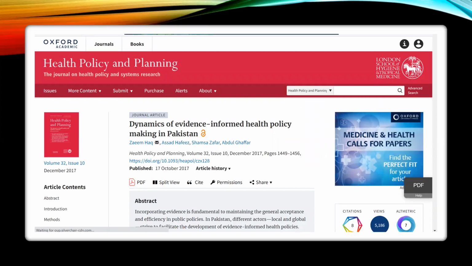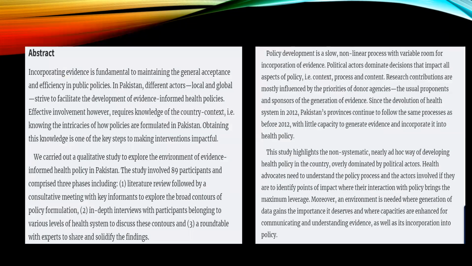It is health policy and planning: dynamics of evidence-informed health policy making in Pakistan. Next, please. Incorporating evidence is fundamental to maintaining the general acceptance and efficacy of public policies. In Pakistan, different actors, local and global, strive to facilitate the development of evidence-based health policies. Effective involvement, however, requires knowledge of the country.